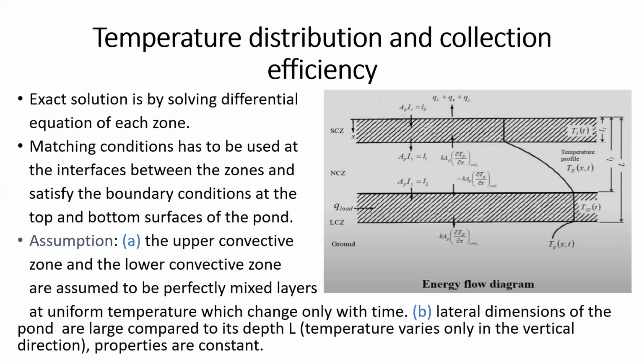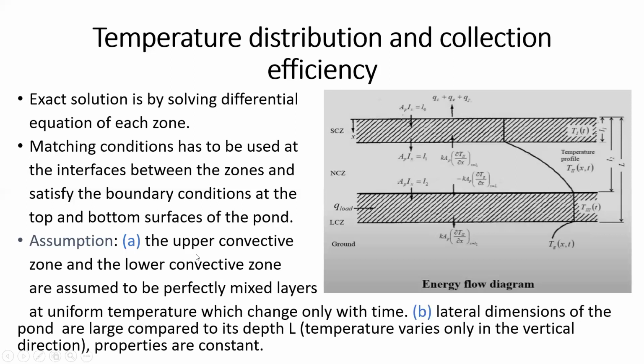The exact solution for each zone is very difficult since there are interfaces between the zones and the boundary conditions must be applied to the top and the bottom zones. Matching conditions have to be used at the interfaces between zones and the boundary conditions have to be solved. So we have to make some assumptions to solve for the temperature distribution and the collection efficiency.